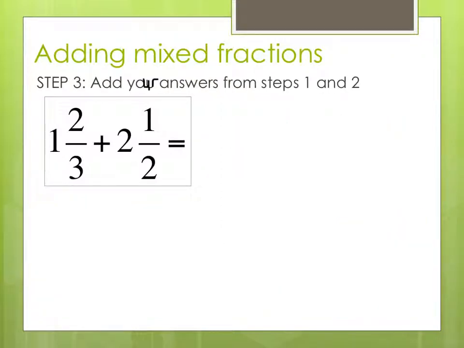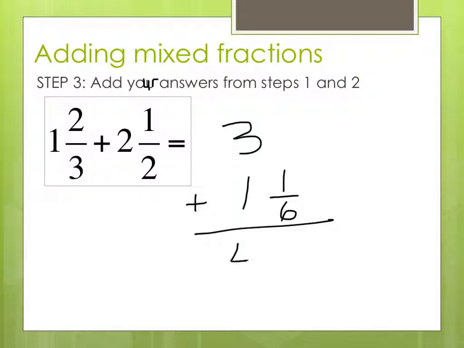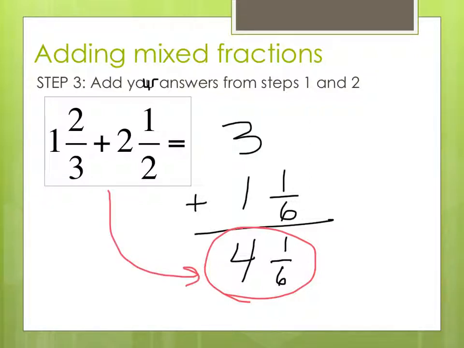So now in step number 3, we're going to add your answers from steps 1 and 2. So the answer from step number 1 was 3 plus, and our answer from step number 2 is 1 1/6. So now let's go ahead and add these together. So now let's add the whole numbers. We have 4. And we add our fraction, we bring our fraction down because 0 plus 1/6 equals 1/6. And we just came up with our answer to this problem. 1 2/3 plus 2 1/2 equals 4 1/6.